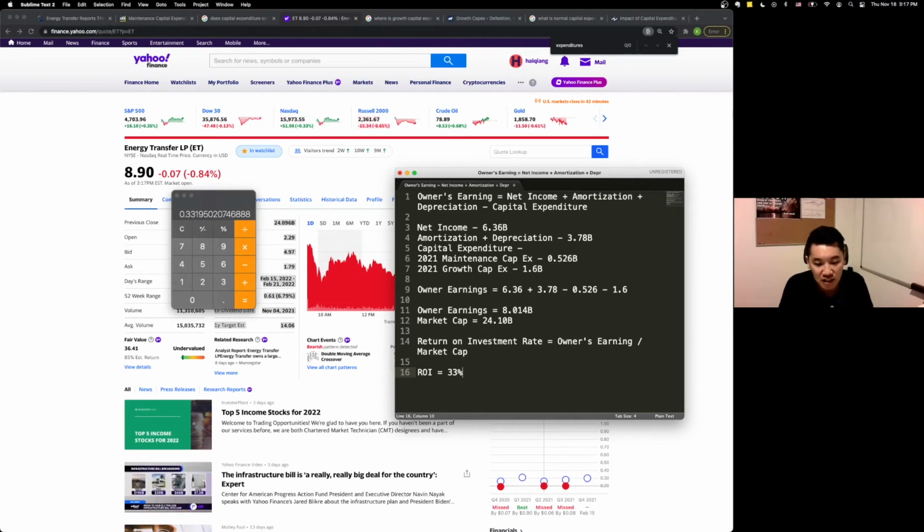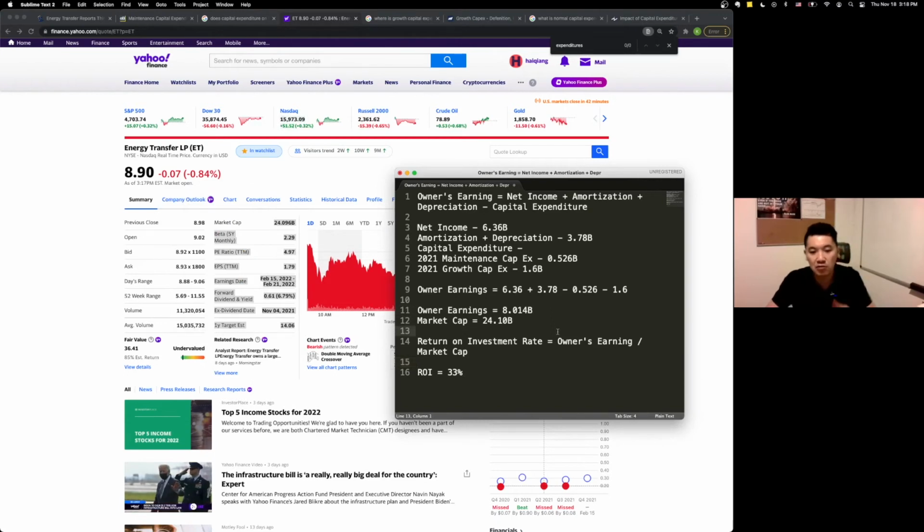With 33%, this means whatever amount of money you invest right now, from a business perspective, you will make this capital back within 3 years. Of course, assuming that the coming 2 years will have the same revenue or more. If you get more, you get your money back in a shorter time. So this is how you calculate the owner's earning and the return on investment.